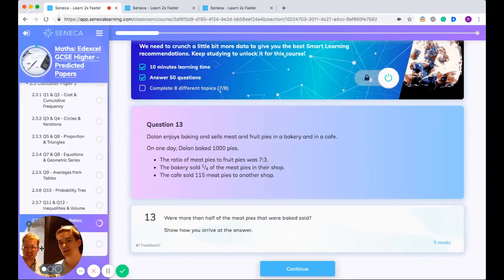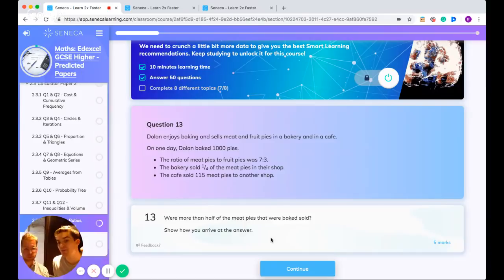The ratio of meat pies to fruit pies was 7:3. The bakery sold 1/4 of the meat pies in their shop. And the cafe sold 115 meat pies in 2 other shops. So, were more than half of the meat pies that were baked sold? You should show how you arrive at your answer.